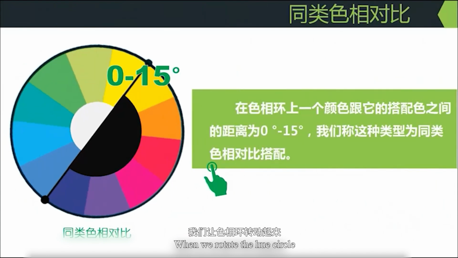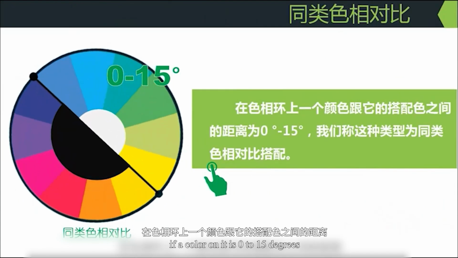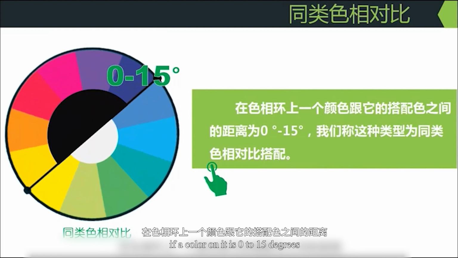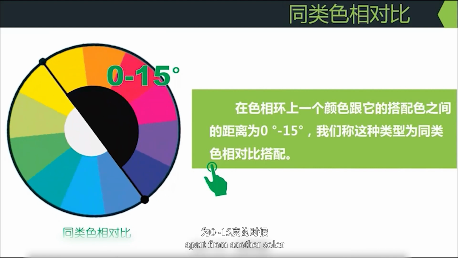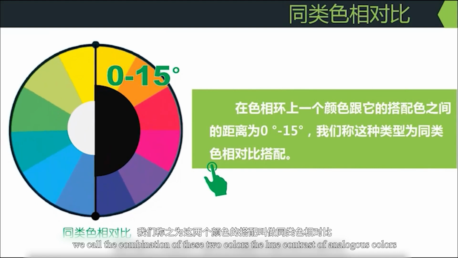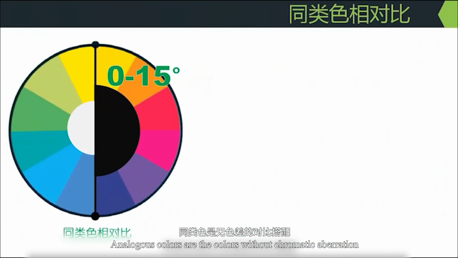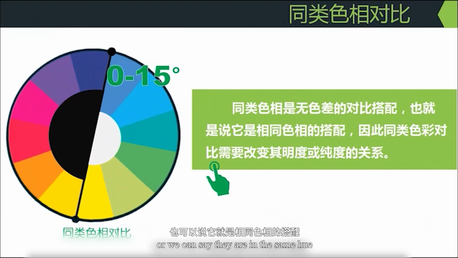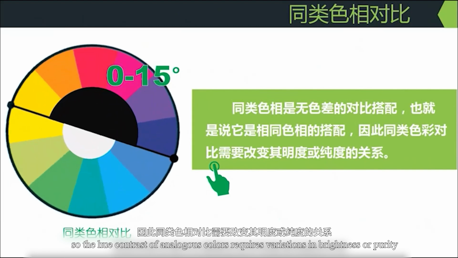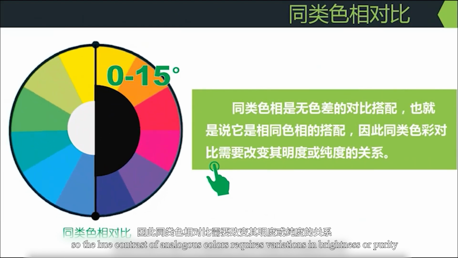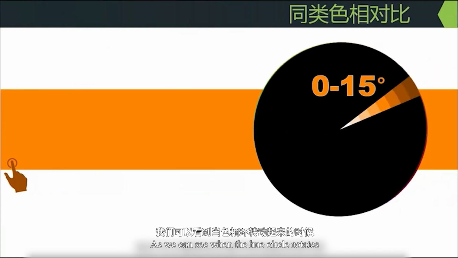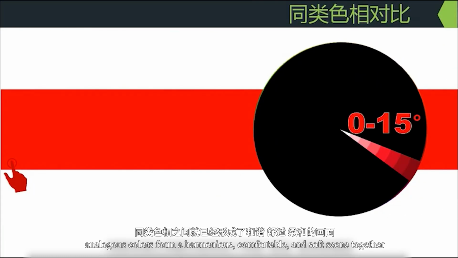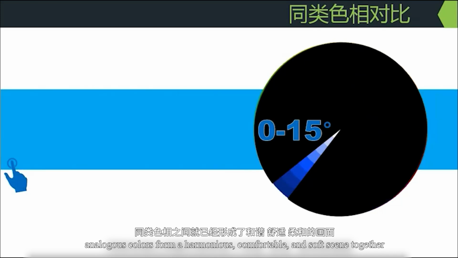When we rotate the hue circle, if a color on it is 0 to 15 degrees apart from another color, we call the combination of these 2 colors the hue contrast of analogous colors. Analogous colors are the colors without chromatic aberration, or we can say that they are in the same hue. So the hue contrast of analogous colors requires variations in brightness or unity. As we can see, when the hue circle rotates, analogous colors form a harmonious, comfortable, and soft scene together.